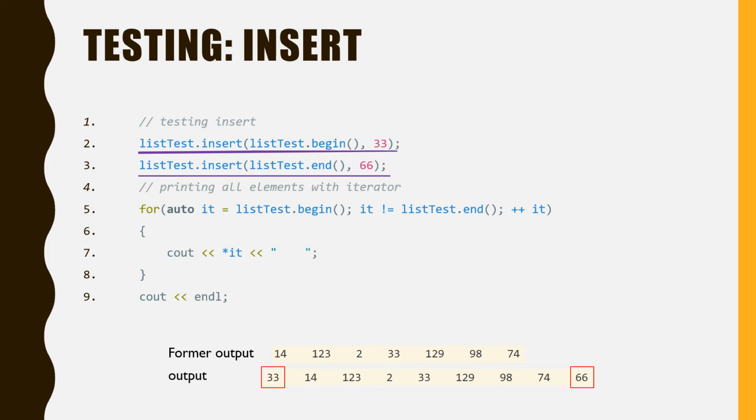We then test the insert operation. In line 1, we try to insert 33 at the beginning of the linked list. And in line 2, we try to insert 66 at the end of the linked list. From the output, we can see that both numbers are correctly inserted.